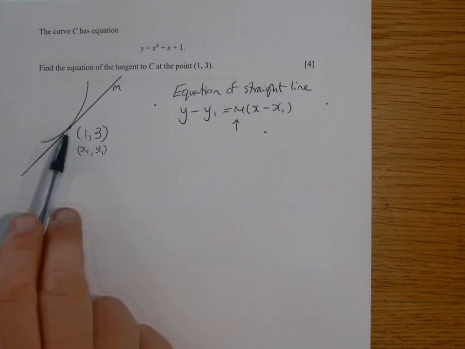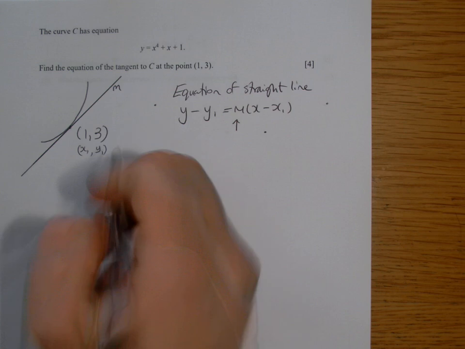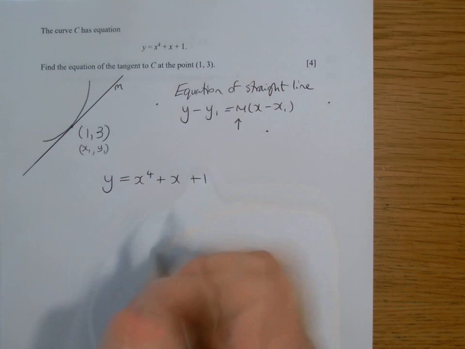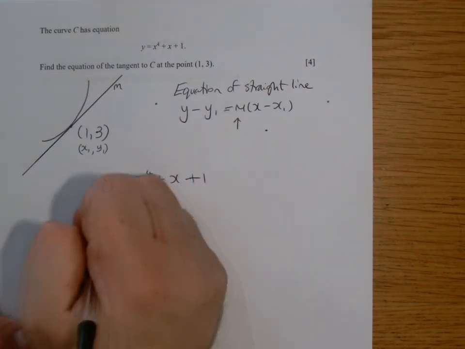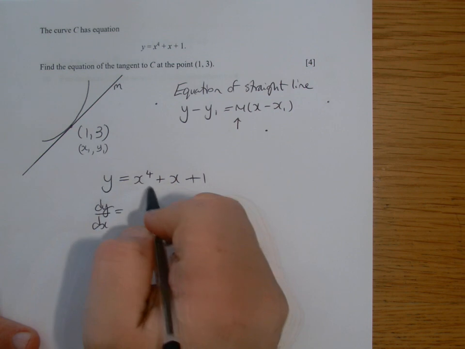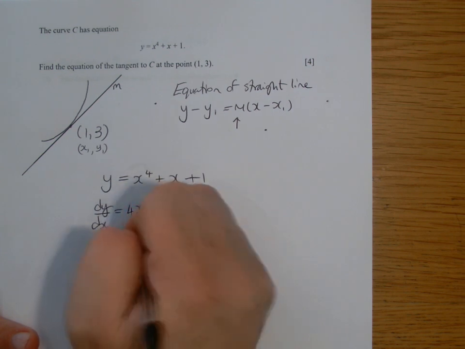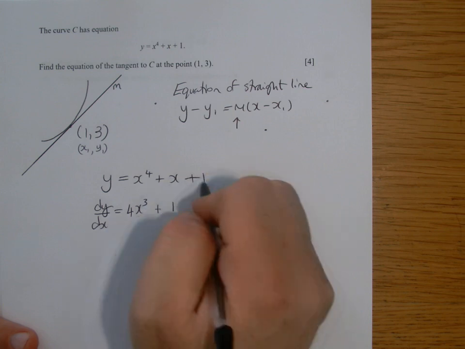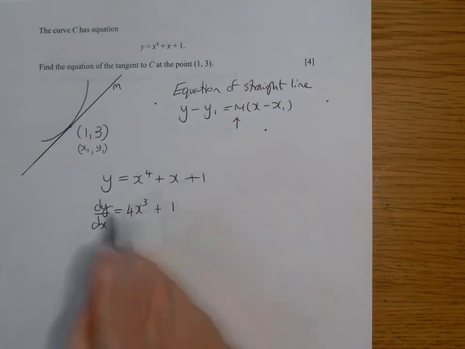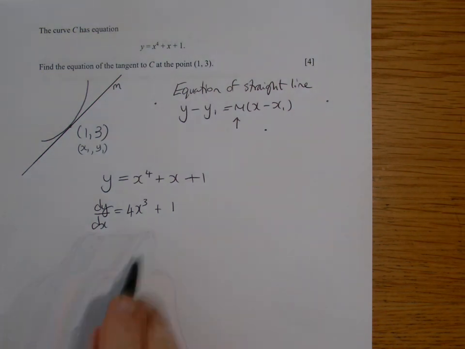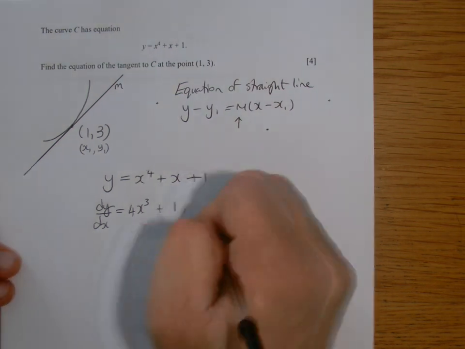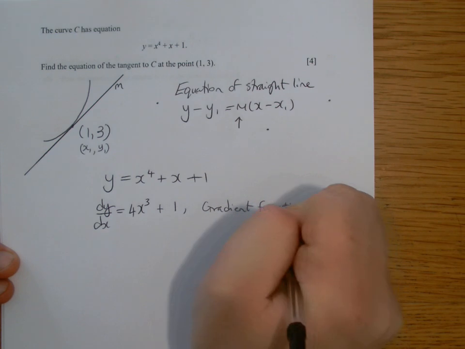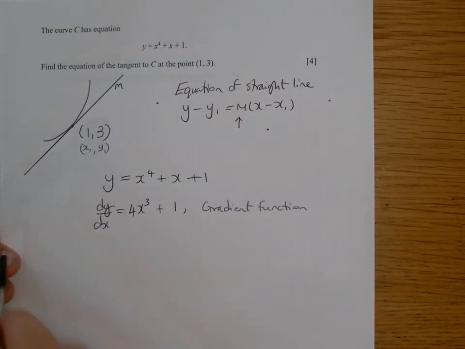Now we can determine the gradient of the curve at that point by using differentiation. My curve equation is given to us, so we can differentiate. We can do dy by dx. In this case, you bring the power down and reduce the power by 1. The x just becomes 1, and then differentiating the constant gives 0. So this is the derivative, this is what dy by dx is. That's what we call the gradient function. It's a function because we can use it to work out the gradient at any point on that curve.